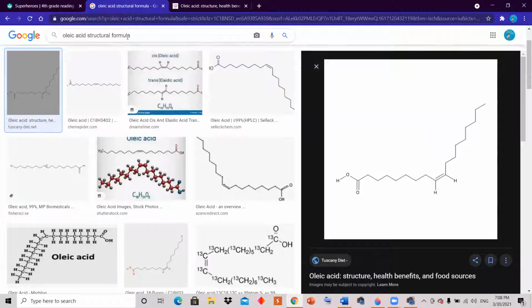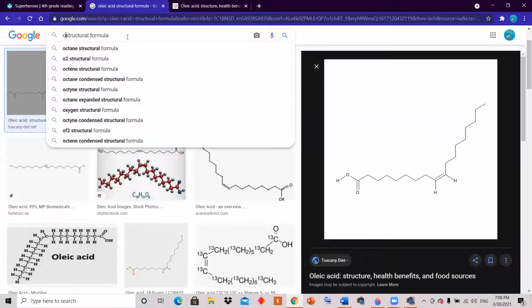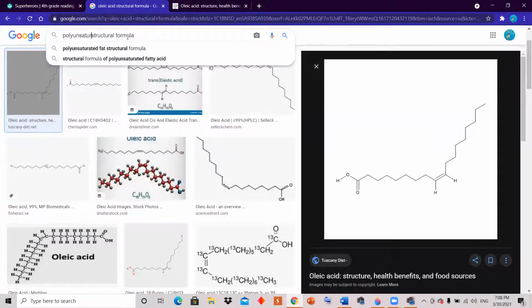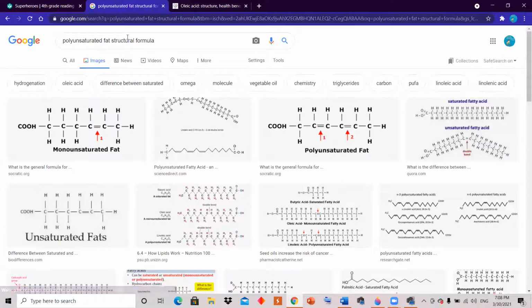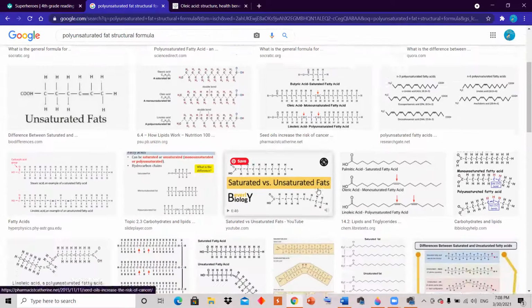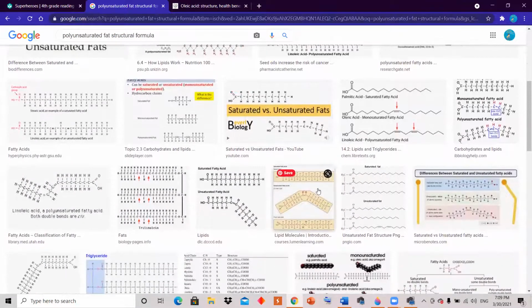Polyunsaturated means a lot of double bonds. Unsaturated means multiple bonds, right? Polyunsaturated fat structure formula. Okay, let me see if I can find something to show you guys.